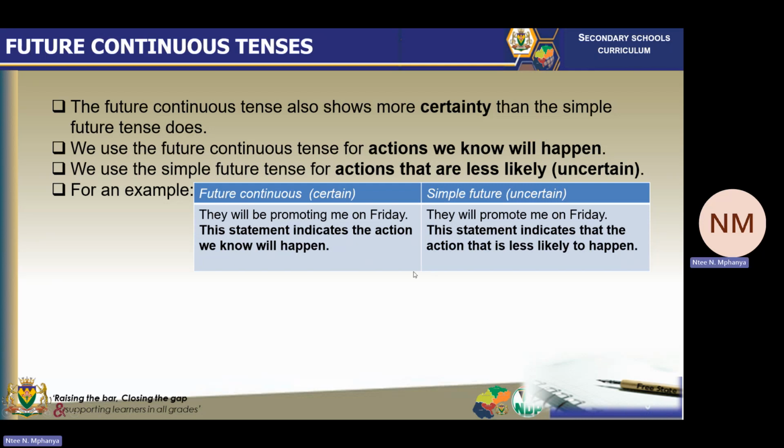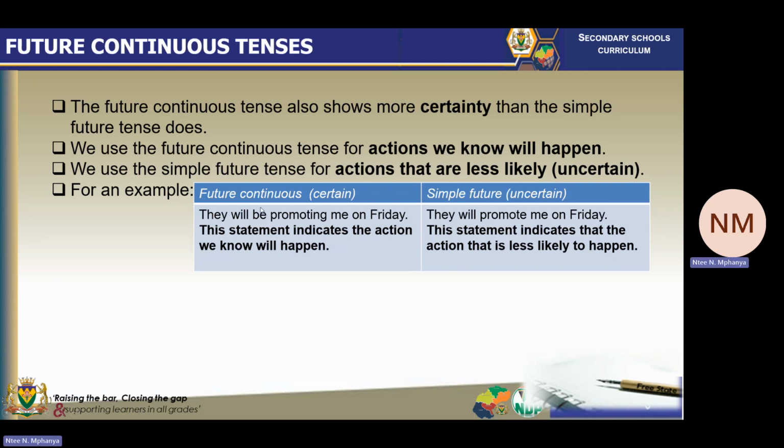So in future, when you are asked to rewrite the sentence in future continuous, remember you have to have a present participle ending with ing, before that be and will. So the word order will be the subject, the auxiliary verb will, plus be, and then the present participle promoting. While in simple future tense, the word order takes the form of subject, the auxiliary.